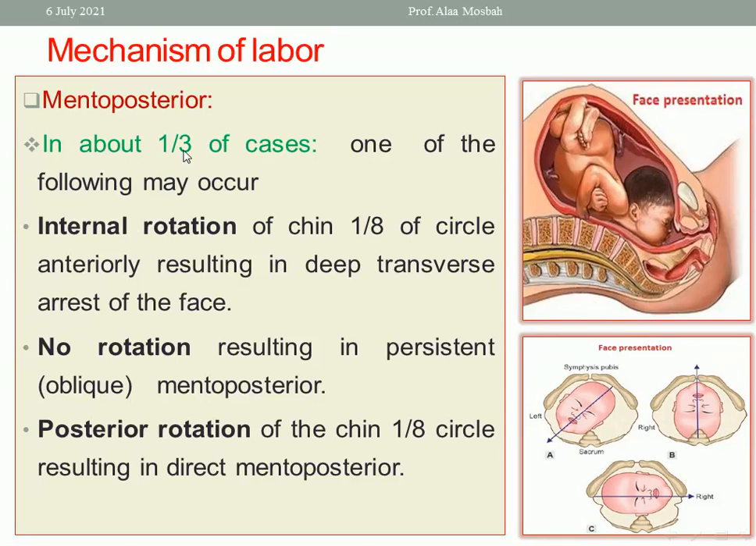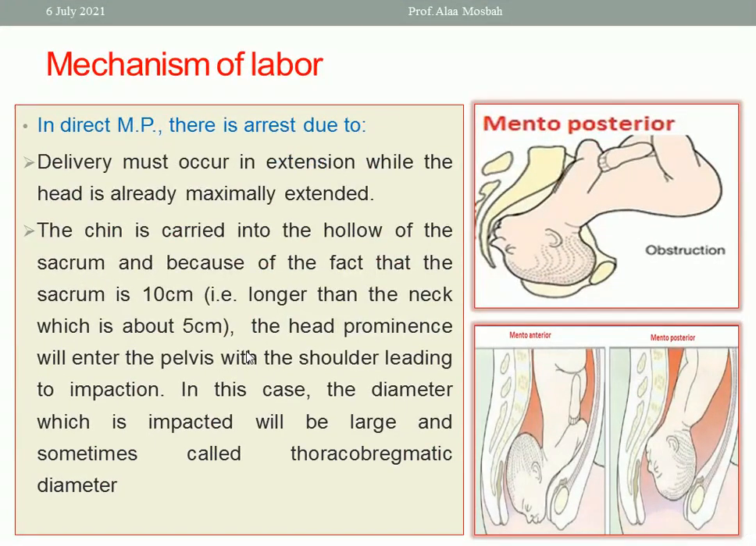So this persistent mento-posterior will be delivered by cesarean section. In case of direct mento-posterior, there is arrest, because delivery must occur in extension, as we mentioned, and the head is already maximally extended. This is as regards the occipito-anterior.